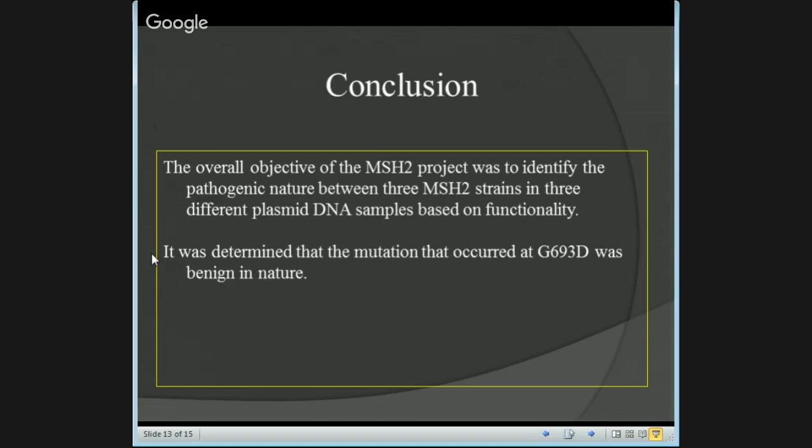So our overall conclusion came to be that the objective of the MSH2 project was to identify the pathogenic nature between the MSH2 strain and the 3 different plasmid DNA samples based on fluctuation. It was determined the mutation that occurred was G693D, which was binding in nature.